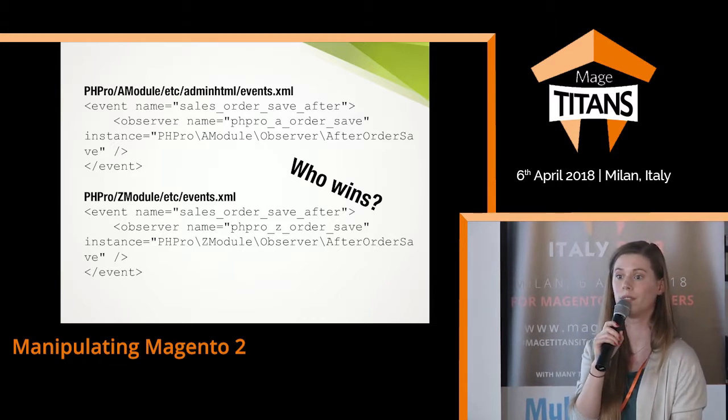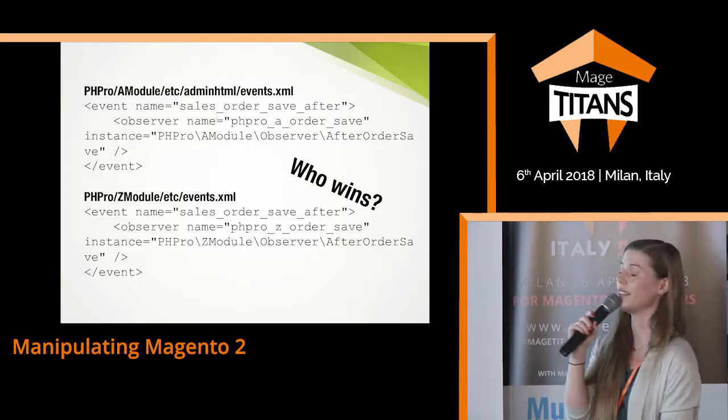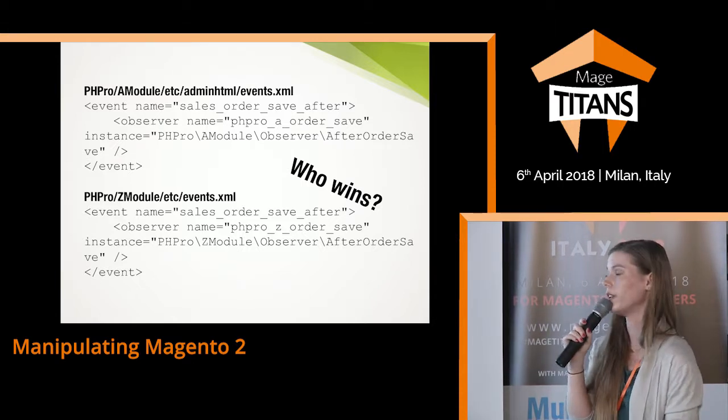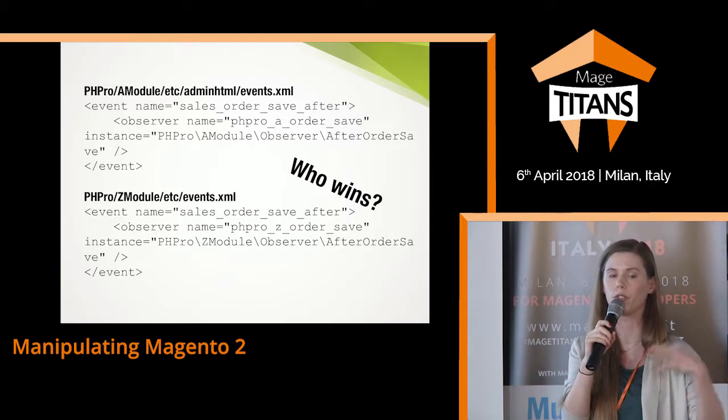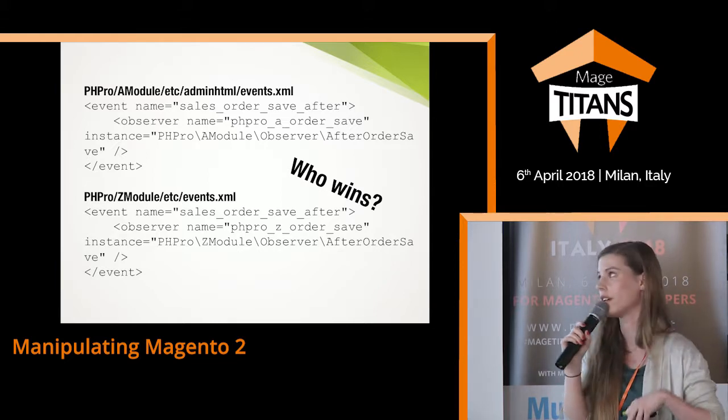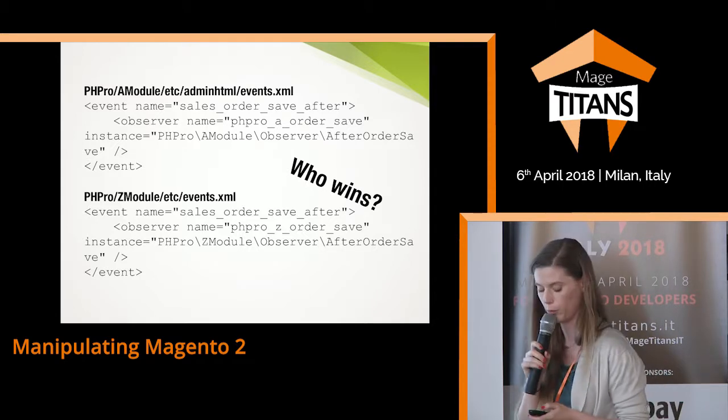Any ideas? Exactly, the admin. Because first all the events of the global, all the observers of the global area are triggered, and then the admin. So the first observer will be called last.